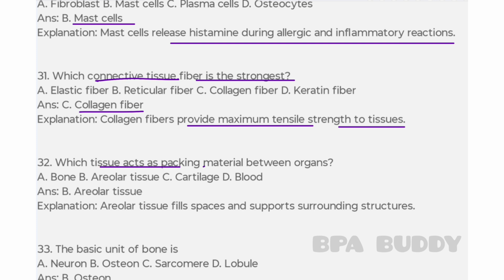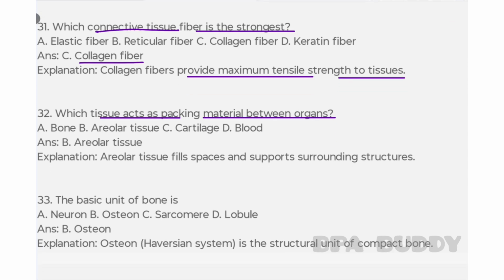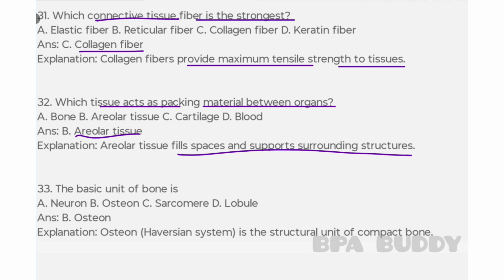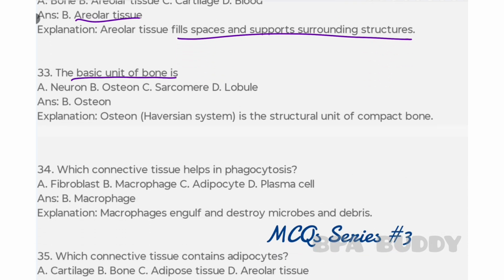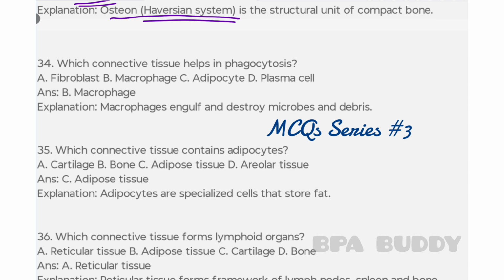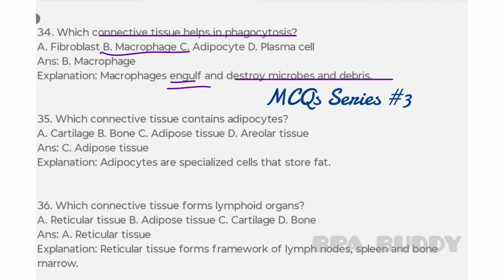Which tissue acts as packaging material between the organs? Areolar tissue. They fill spaces and support the surrounding structures. The basic unit of bone is the osteon. Osteon is present in the Haversian system. It is also known as the structural unit of compact bone. Which connective tissue helps in phagocytosis? Macrophages help. Macrophages basically engulf and destroy microbes and debris.